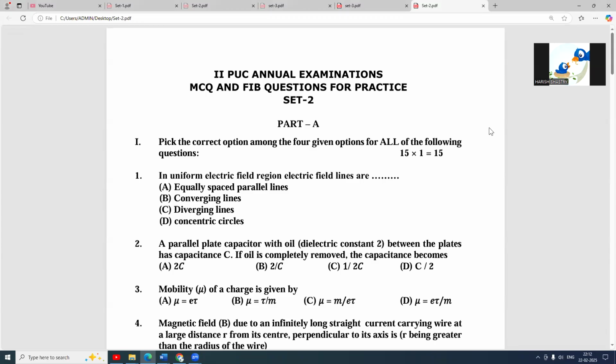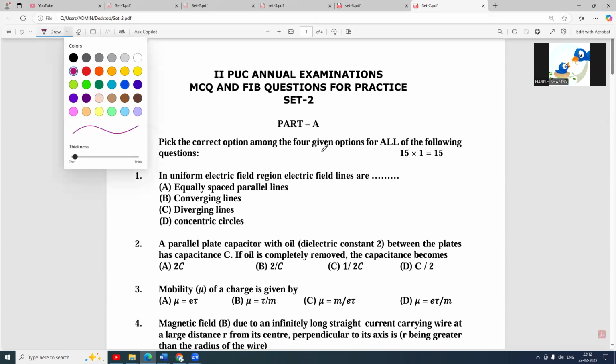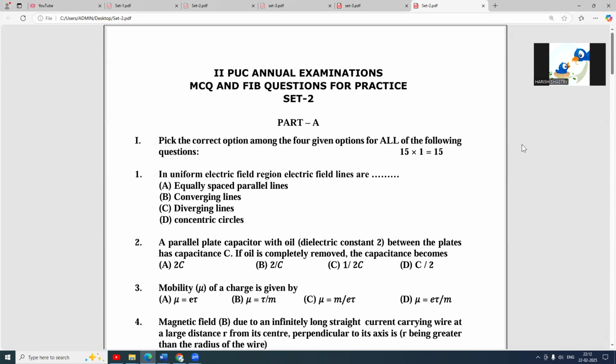In a uniform electric field region, the electric field lines are, you know that in a uniform electric field, the field lines are equally spaced and parallel lines. So we have a representation of uniform electric field like this, parallel and equidistant lines, arrows.